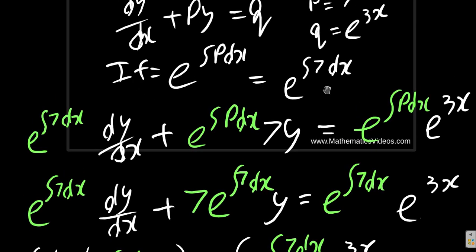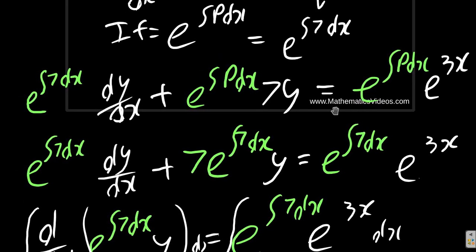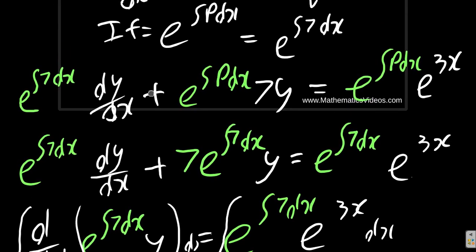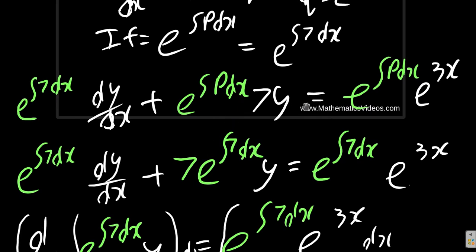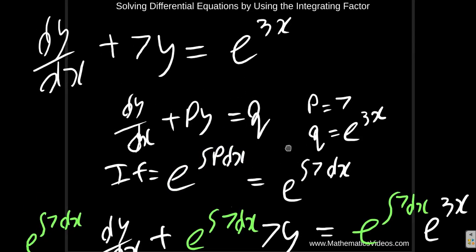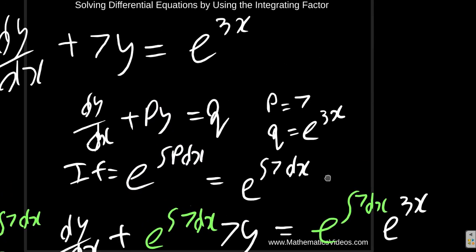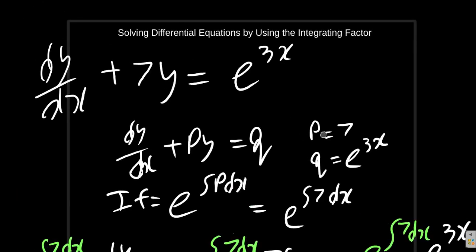We are multiplying both sides by the integrating factor. We put the integrating factor in green here. e to the integral of 7 dx dy by dx plus e to the integral of 7 dx by 7y, right? It would be, in this case, 7 dx, because we know what p is already, so we might as well just put it there. P is 7. So e to the integral of 7 dx times 7y, we multiply both sides, times e to the integral of 7 dx times e to the power of 3x.